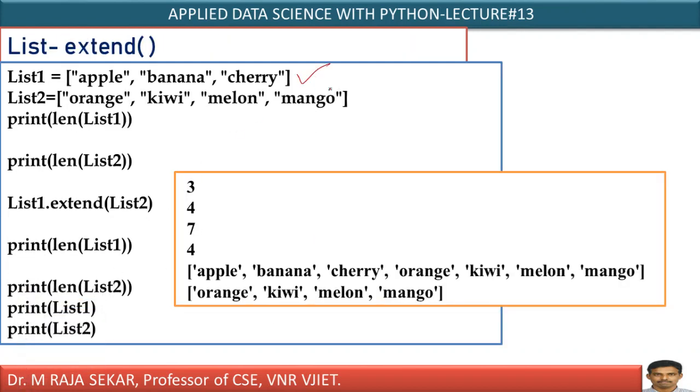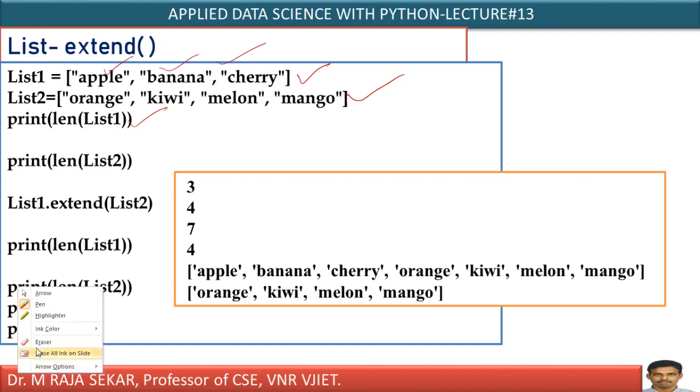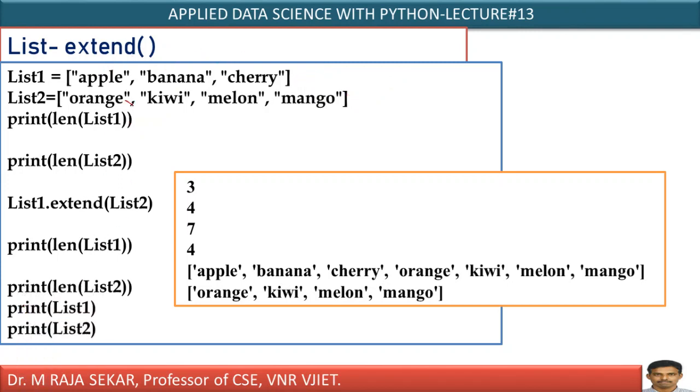Just see, this is list 1, this is list 2. Print len of list 1. What is the length of list 1? 1, 2, 3. Therefore, print len means length. What is the length of that list? 3. Print len of list 2. What is the length? Orange 1, 2, 3, 4. List 2 length is 4. Isn't it? This length is 3. This length is 4. That's what it says.